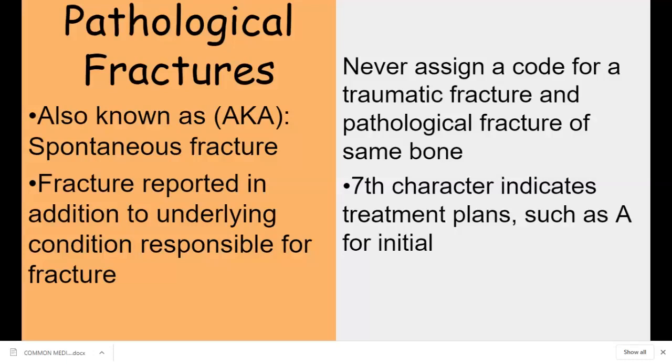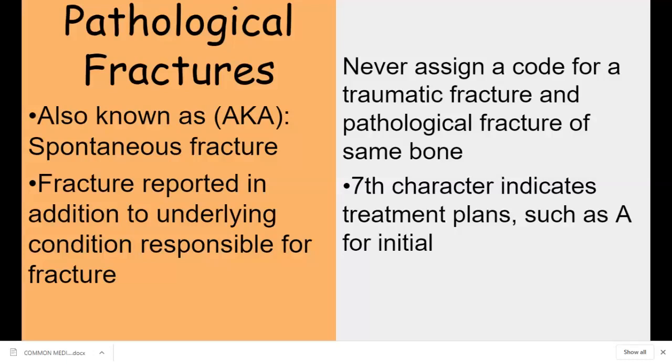Pathological fractures, also known as spontaneous fractures. Fracture is reported in addition to the underlying condition responsible for the fracture. Never assign a code for a traumatic fracture and pathological fracture of the same bone. Seventh character indicates treatment plans such as A for initial.